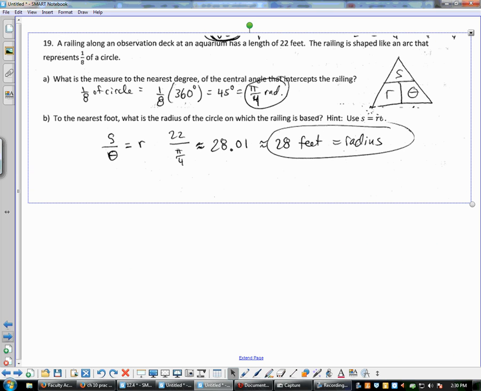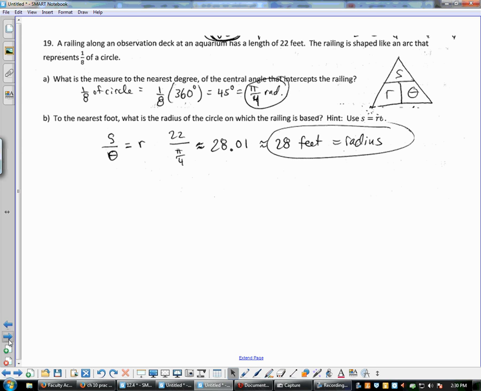On this one, it says a railing along an observation deck at an aquarium has a length of 22 feet. The railing is shaped like an arc that represents 1/8 of a circle. 1/8 of a circle would be 1/8 of 360 degrees, which would be 45 degrees. So that's your answer for part A. But I also did convert that to radians. If I multiply by pi over 180, I get pi over 4 radians.